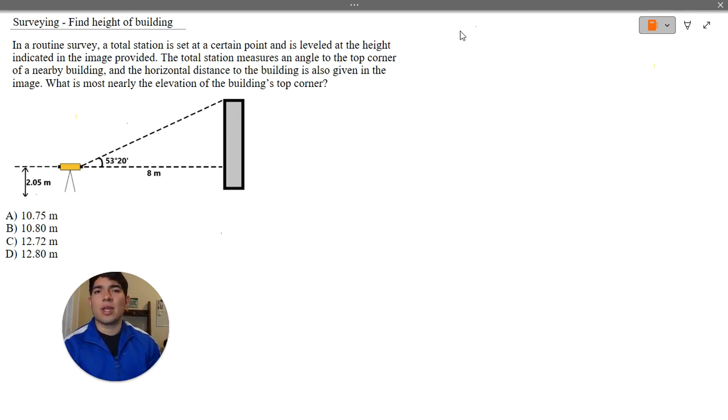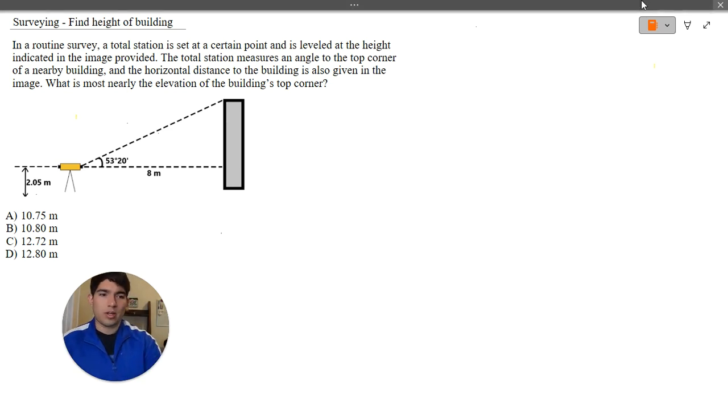Today we're going to be doing a surveying problem. In this case we have a total station set up for a survey. It's leveled at a height of 2.05 meters and it's being pointed to the top of this building in order to measure how tall the building is. And basically the problem is asking us to find the elevation of the building's top corner right here.